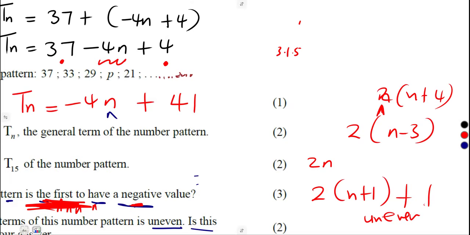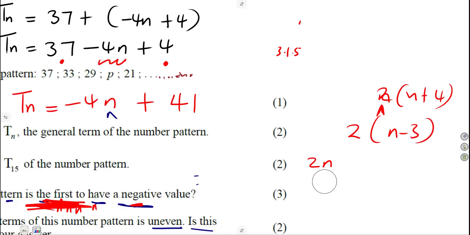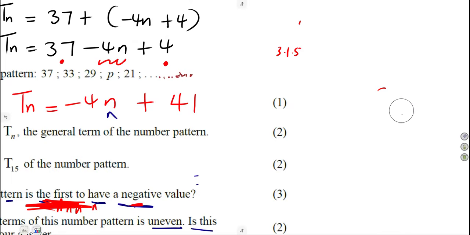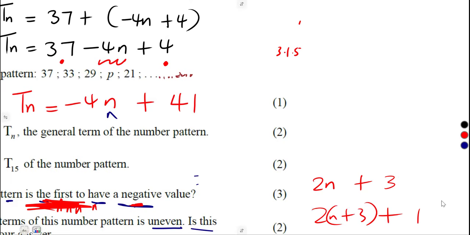So let's look for a condition where we have got uneven, where an even number is 2n, but there is now a 3 or a 1 that is being added. Is it 2n plus 3, 2 into n plus 3, then there's a plus 1 at the end. Once there is an odd number added after that, it is no longer what? It is no longer even.